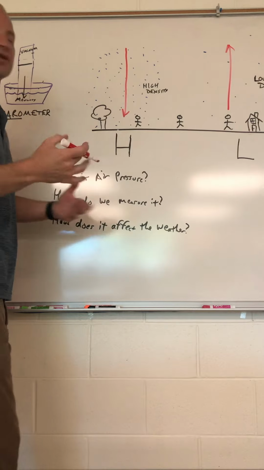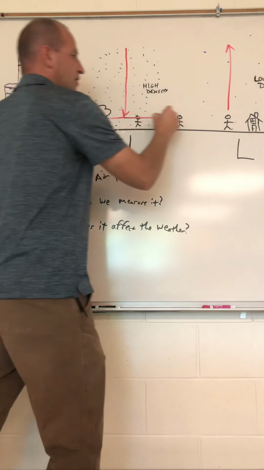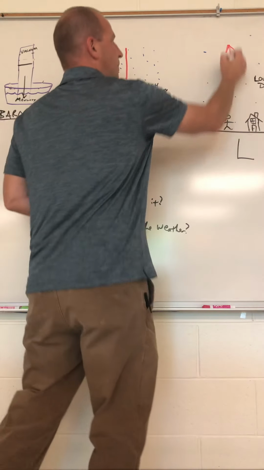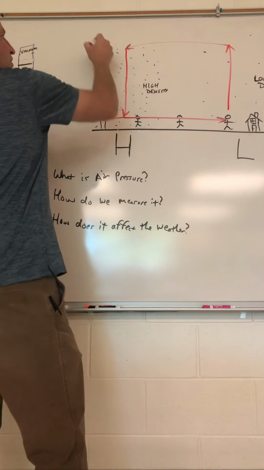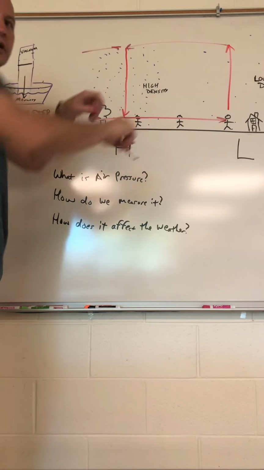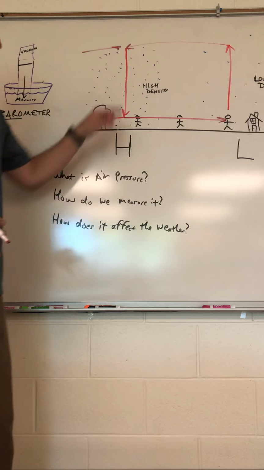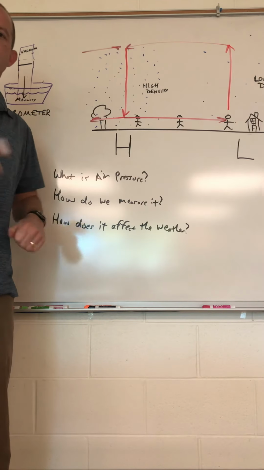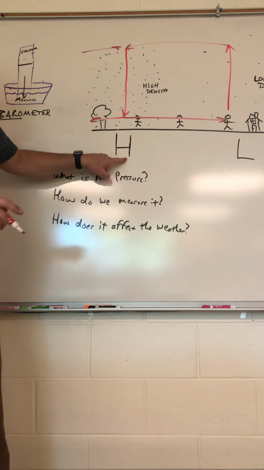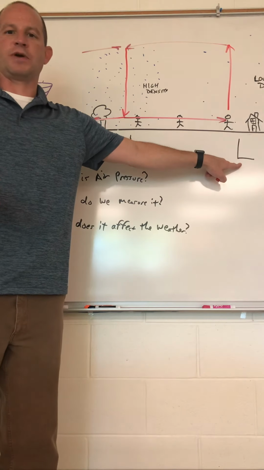Now, my more dense air, as it goes down, hits the ground. These are air molecules. They have to go somewhere, so they get shoved sideways and then brought back up. And does that look like our convection currents? So what we find in the atmosphere is there are convection currents going on between high and low pressure centers.